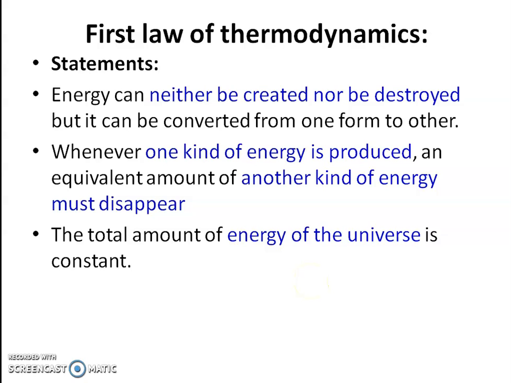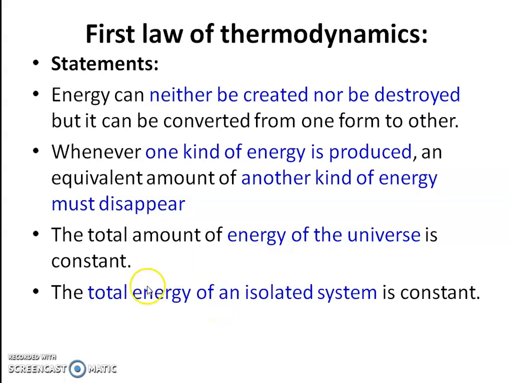Within the universe there are several processes taking place, but during these processes there is a conversion of energy from one form to other form, so that total energy of universe remains constant. In another way, we can say that the total energy of an isolated system remains constant. Universe itself is an isolated system, and therefore total energy of an isolated system remains constant.